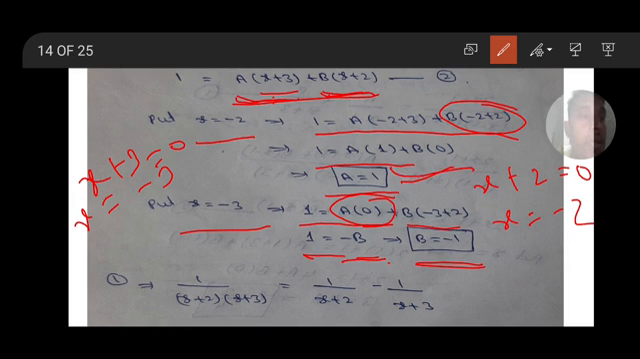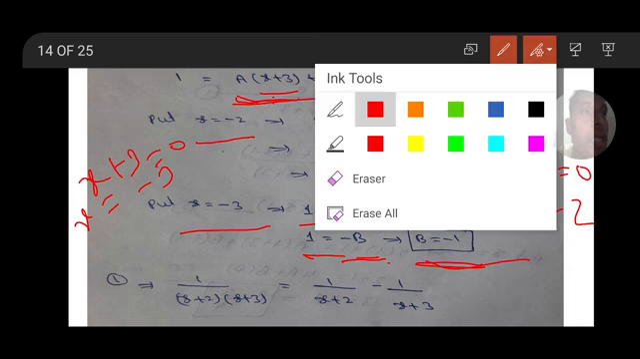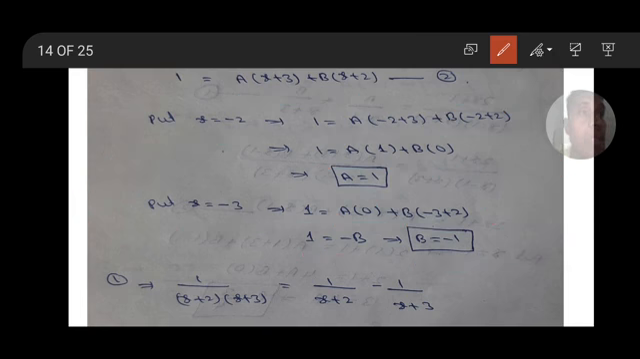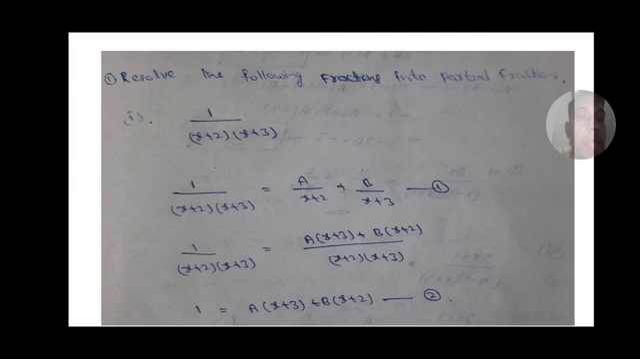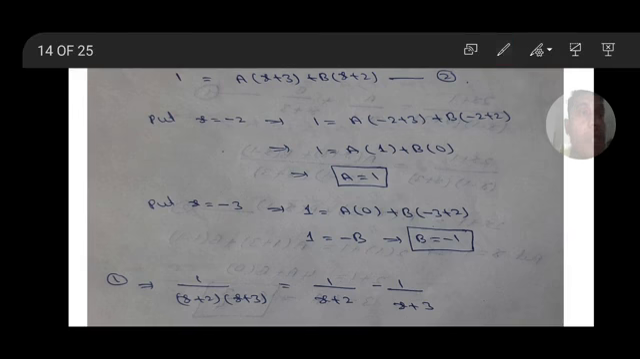A equal to 1 value, b equal to minus 1 value. Substitute in the equation 1. What is the equation 1? A by (x plus 2) plus b by (x plus 3). A equal to 1 and b equal to minus 1. If you substitute in the equation, that is 1 by (x plus 2) into (x plus 3) equal to 1 by (x plus 2) minus 1 by (x plus 3) is the answer.